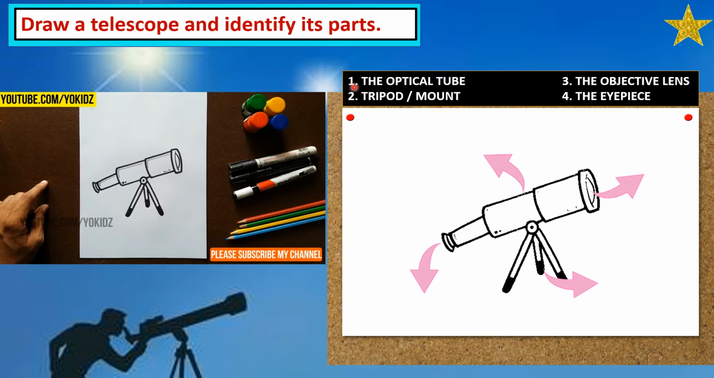So the first one is the optical tube. The second one, tripod or mount. Third one, the objective lens. And fourth one is the eyepiece. So you're going to place the parts of the telescope and look for information in order to know which part corresponds to each part of this telescope, okay? You're going to match the word with all of these arrows.